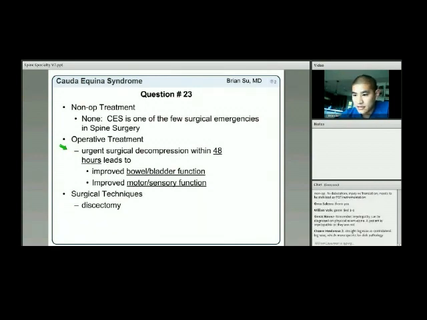Urgent surgical decompression within 48 hours. This has been tested, leads to two things: bowel bladder function that gets better, and motor and sensory function that gets better. So once again, bowel and bladder function, motor sensory function, and this is a surgical emergency.